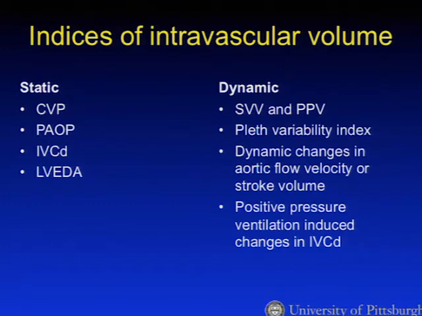So in summary, we discussed static measures of intravascular volume, such as CVP and pulmonary artery occlusion or wedge pressure, as well as left ventricular end diastolic area, and the significant limitations associated therein. We did not discuss IVC diameter, but that can be easily measured using either subcostal ultrasound or TEE or suprasternal transthoracic ultrasound. But again, that's really just an indirect measure of CVP, so it's subject to the same limitations as a static measure.